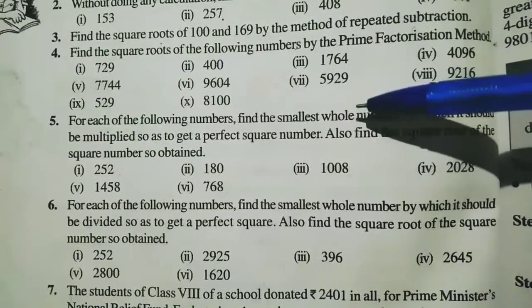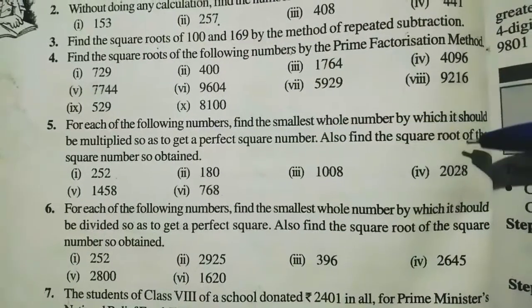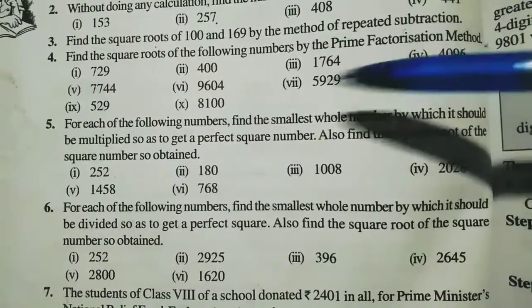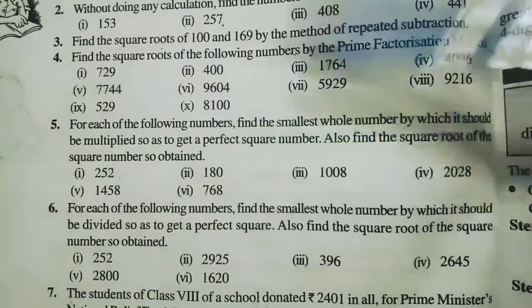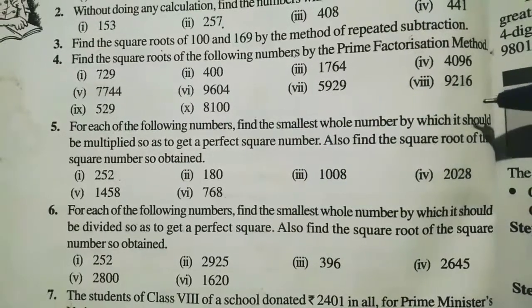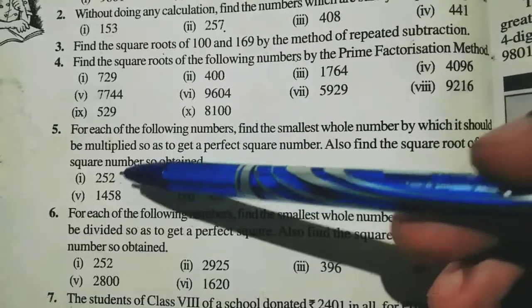So after finding the smallest whole number, you will get one perfect square number. Then you have to find the square root of this perfect square number. So here it is written, also find the square root of the square number so obtained. Now understood the meaning of the question? So this is finding the smallest whole number which is to be multiplied. Okay, so you have to multiply a number with this.